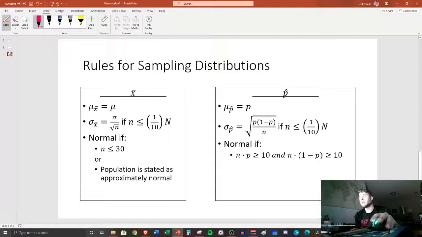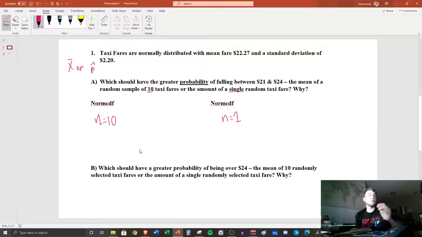Remember, that's what we're going to be using for these rules that are on the screen right now. You have to first identify what is the situation. So I'm going to pause the video and you're going to answer one or the other situations. Is this a scenario of X bar or is this a scenario of P hat?